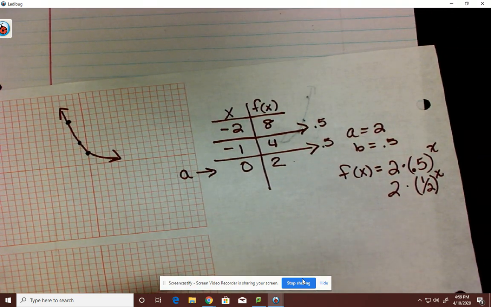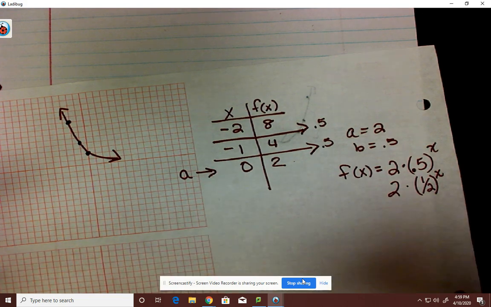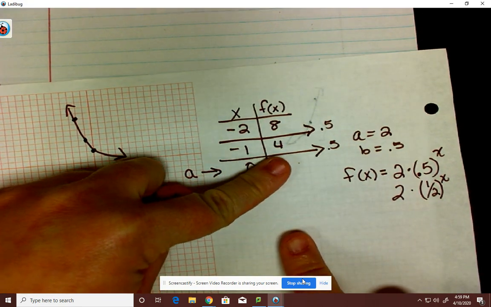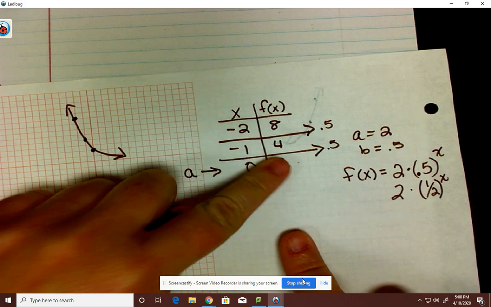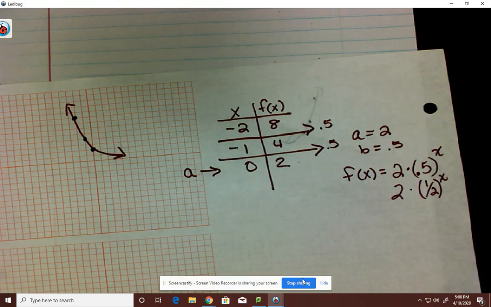Now, Wednesday, we'll look at what if they don't give me what a is? I don't know when x is 0. How can I figure that out? But for today, we will be given that and be able to do that.